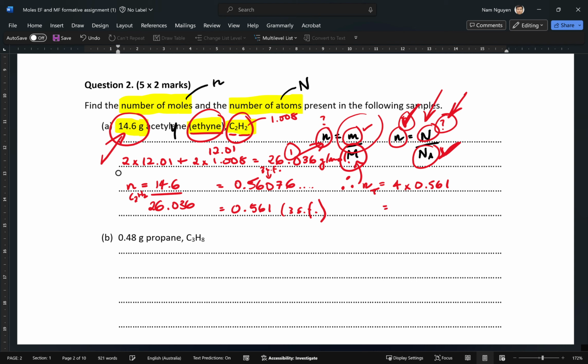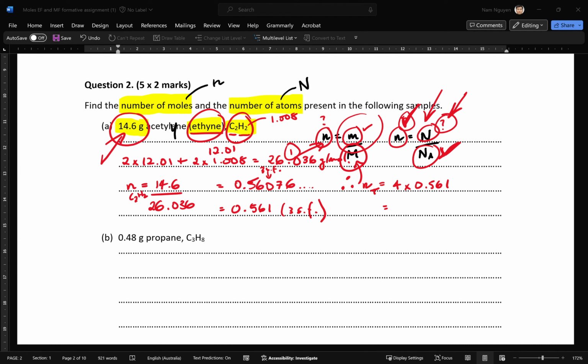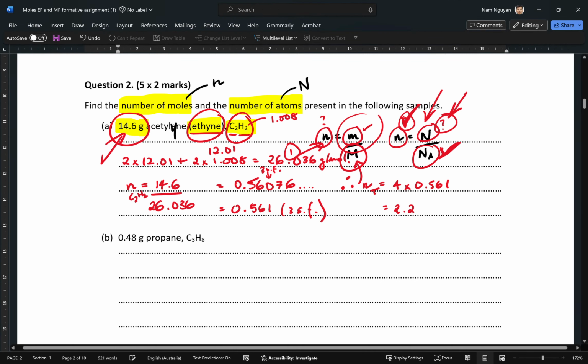And that will be 4 times 0.561. That is equal to 2.244 moles of atoms. I guess I could have used atoms instead of capital T, but that's all good.